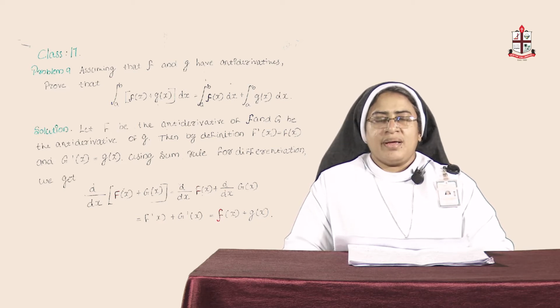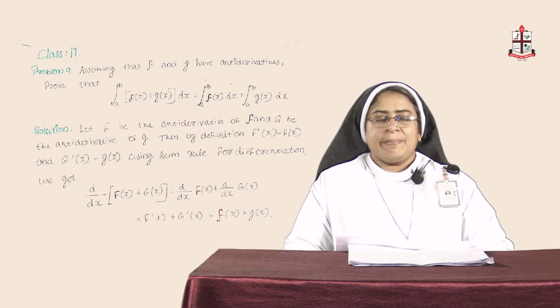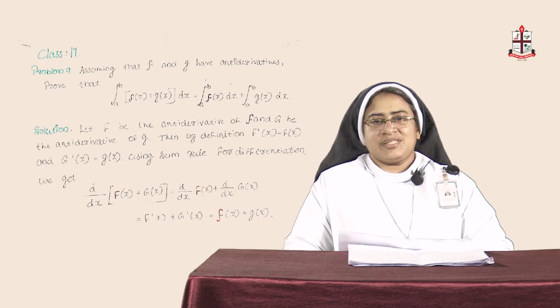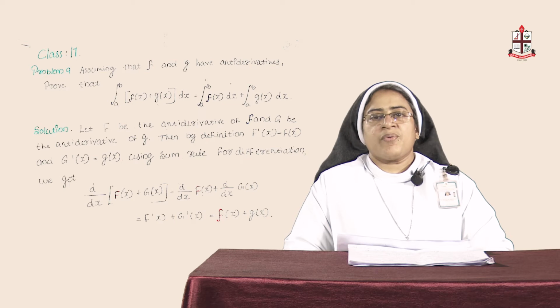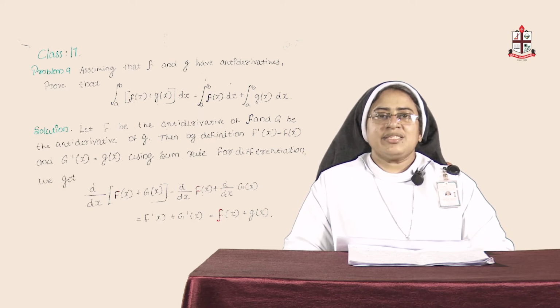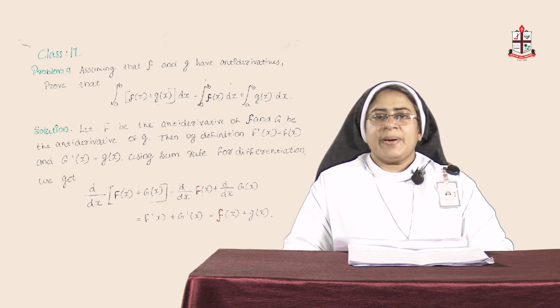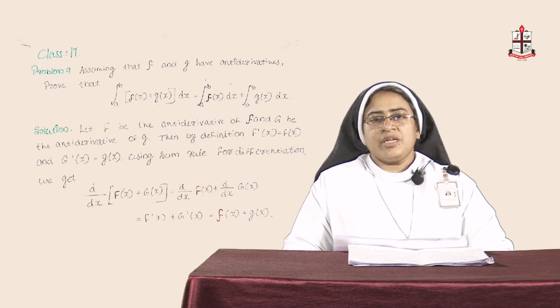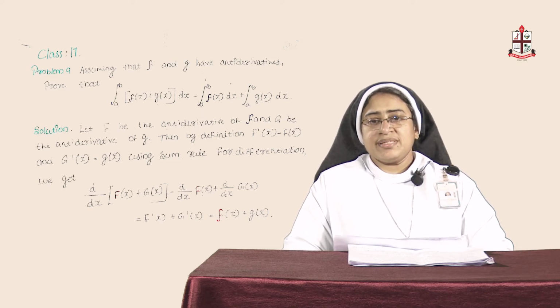What is the solution? First, let capital F be an antiderivative of small f and capital G be an antiderivative of small g. So, by definition we know that F'(x) equals f(x) and G'(x) equals g(x). Using the sum rule for differentiation, we get d/dx of F(x) + G(x) equals d/dx of F(x) plus d/dx of G(x), that is F'(x) + G'(x).